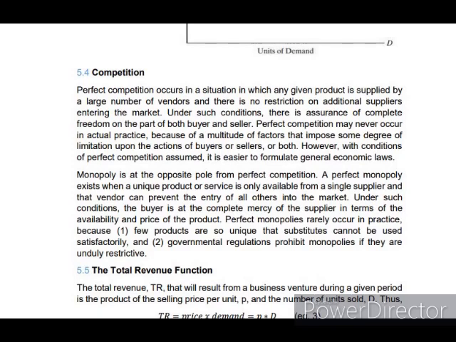So perfect monopolies rarely occur in practice. Because number one, few products are so unique that substitutes cannot be used satisfactorily. So that is true. And governmental regulations prohibit these monopolies if they are unduly restrictive. Because our government, or every government, wants an equal opportunity for business individuals. So they don't prefer monopoly.